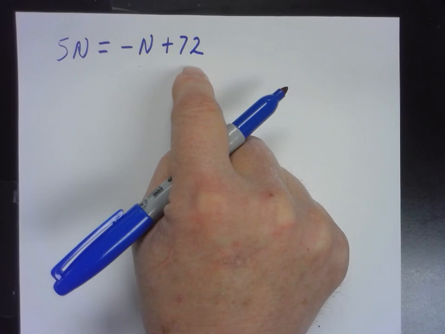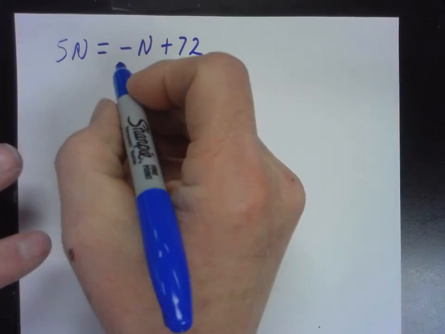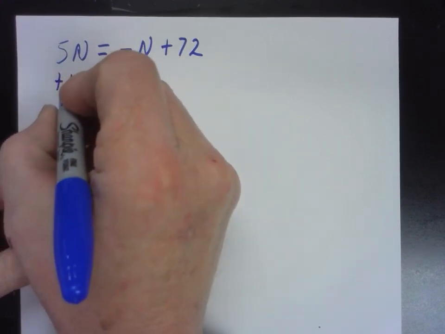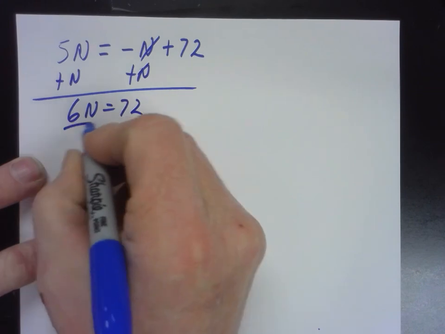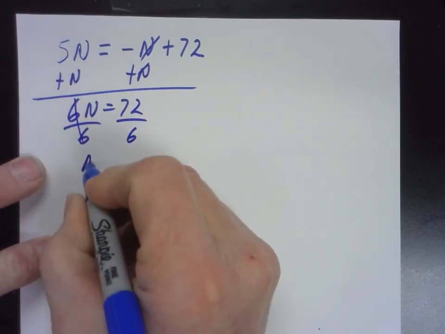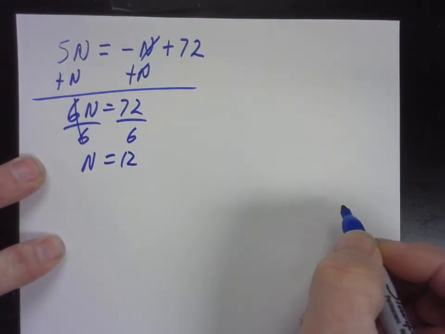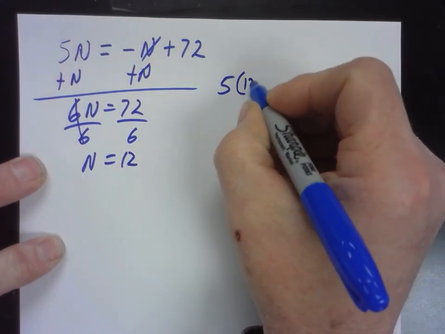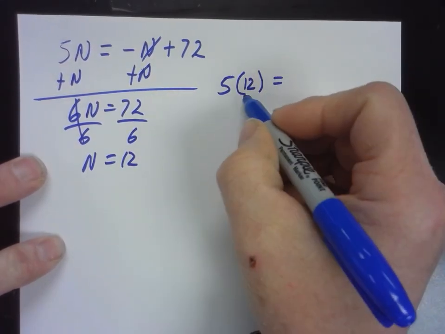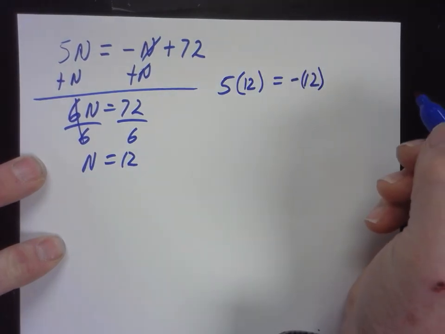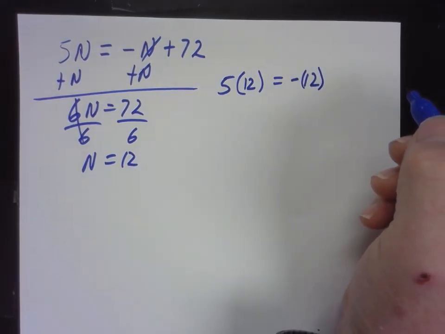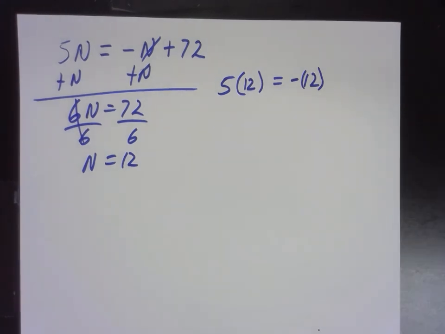Parentheses, like terms, variables on both sides. Okay, so I'm just going to add n to both sides. Okay, 5 times 12 is 72 greater than the opposite of 12. That's true, isn't it? We did it. See how this is working? Okay, all right, turn the page.